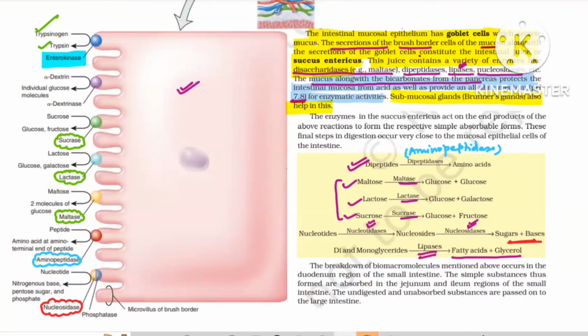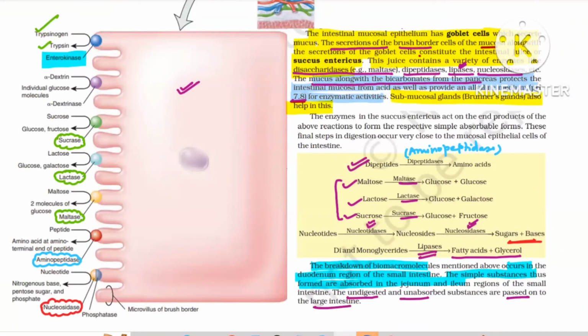So I think this much of the topic is clear, beta. The breakdown of the biomacromolecules occurs in the duodenum region of the small intestine. The simple substances which are formed are absorbed in the jejunum and ileum. And the undigested or unabsorbed material, which is neither digested nor absorbed, is passed on to the large intestine.